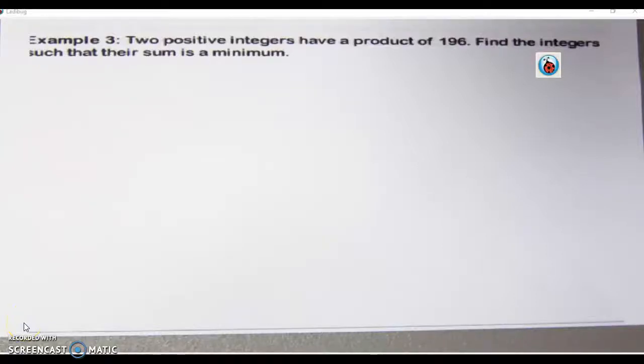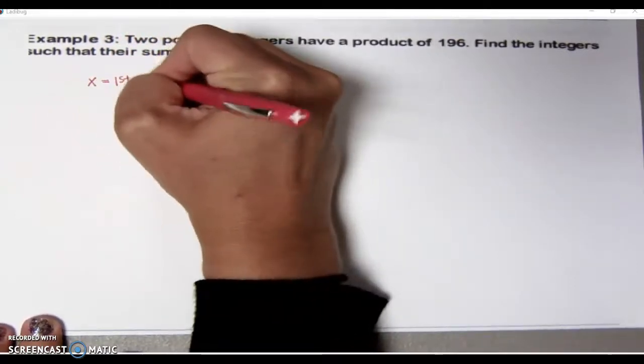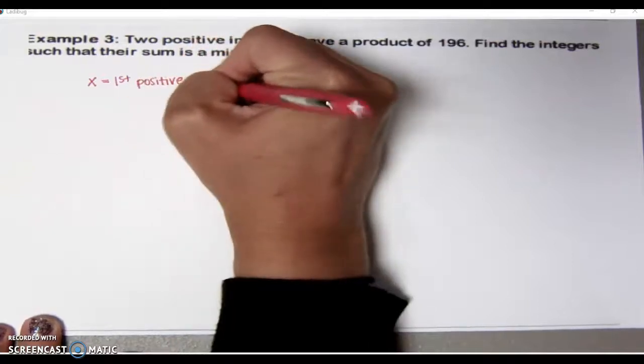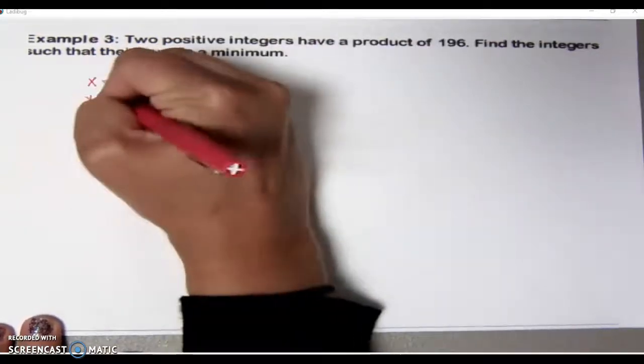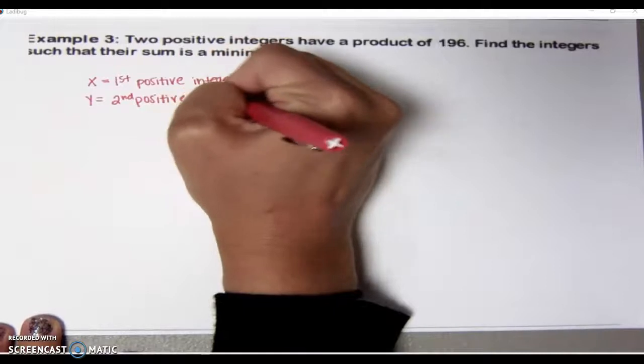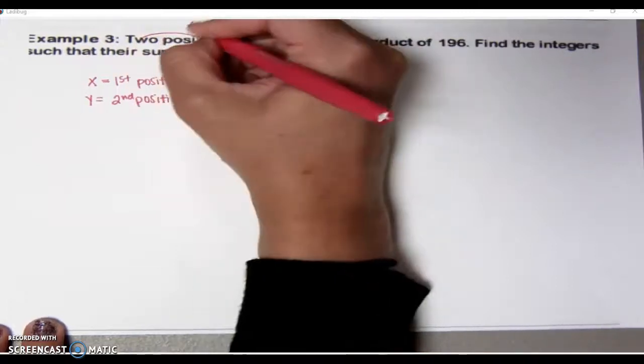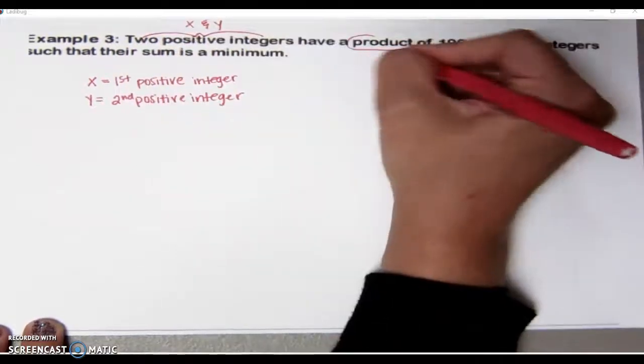Alright, so for example 3, we have two positive integers that have a product of 196, and we want to find the integers such that their sum is a minimum. So we have two positive integers. We could call x our first positive integer, and then y could be our second positive integer. So x and y have a product of 196.